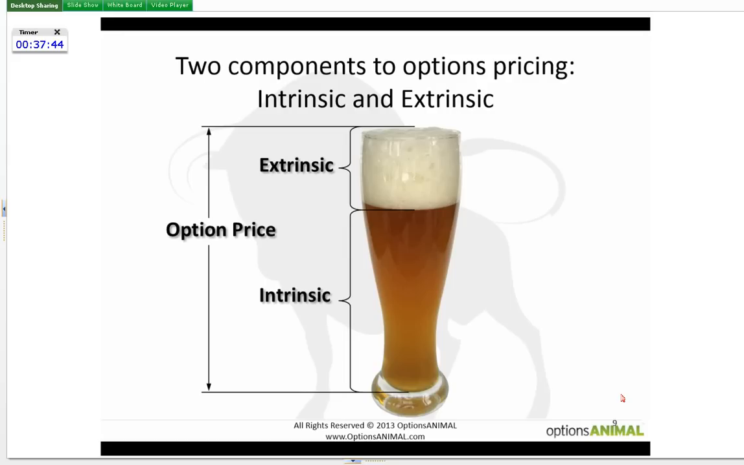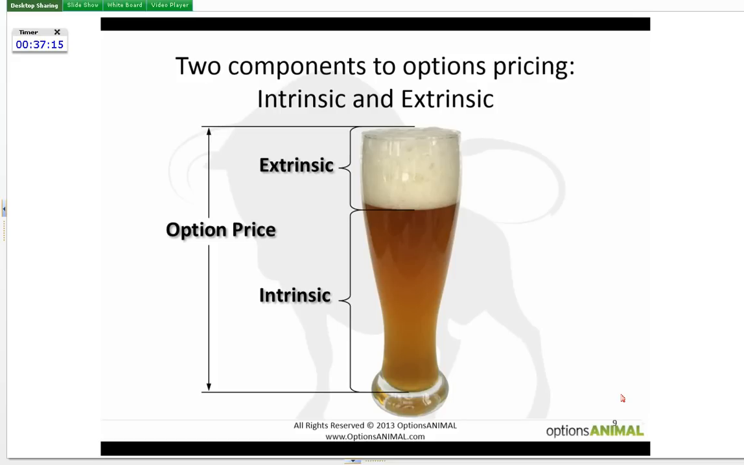The foam's going to go away. It's going to go down, right? That's the extrinsic value. Some people call the extrinsic value of options the time value, because a portion of that pricing is related to how much time is in the option. And at expiration, there is no more extrinsic value. All of the extrinsic value goes away, and it's due to time.